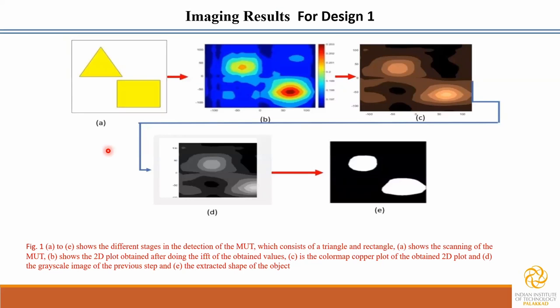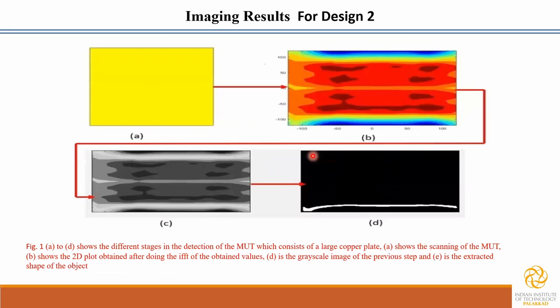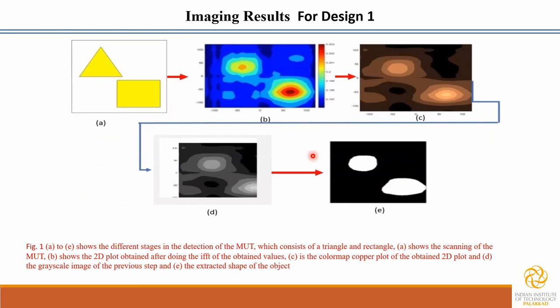Here are the imaging results of the concealed object. This one is for the MOT design 1, and this one is for the MOT design 2. Coming back to MOT design 1, one can see the images from A to E. We show the different stages in the detection of the MOT. In figure B, you can see the 2D plot obtained after doing the IFFT of the obtained values, and the final one is the extracted shape of the object.